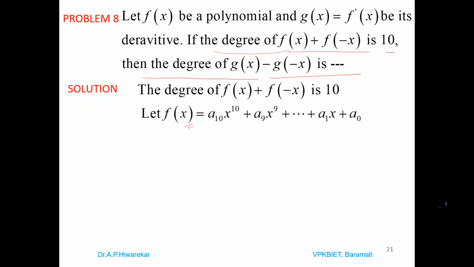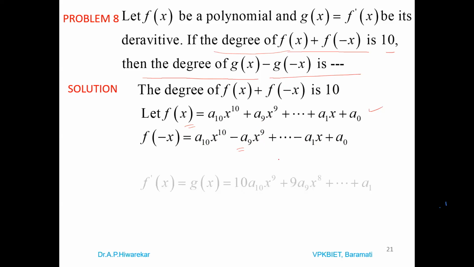So we assume that f(x) is a10 into x power 10, plus a9 into x power 9, and so on. We can easily assume. Then from this you calculate f of minus x. Where there is x, you replace it with minus x. So you'll get a10 into x power 10, and minus a9 into x power 9, because minus x power 9 gives minus x power 9. Then it is a10 x power 10 minus a9 x power 9 plus and so on, minus a1 into x plus a0.